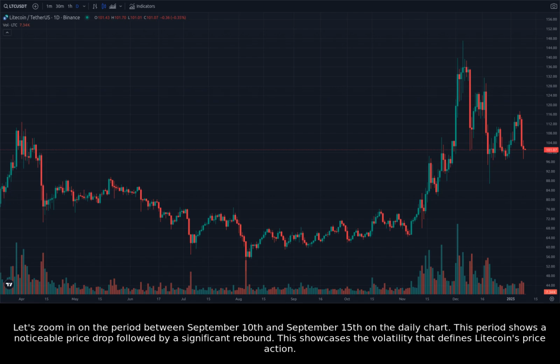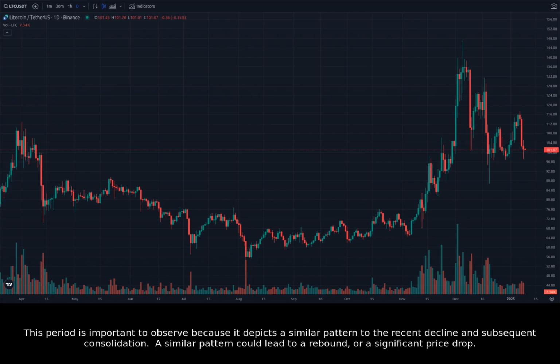Let's zoom in on the period between September 10th and September 15th on the daily chart. This period shows a noticeable price drop followed by a significant rebound. This showcases the volatility that defines Litecoin's price action. This period is important to observe because it depicts a similar pattern to the recent decline and subsequent consolidation. A similar pattern could lead to a rebound or a significant price drop.